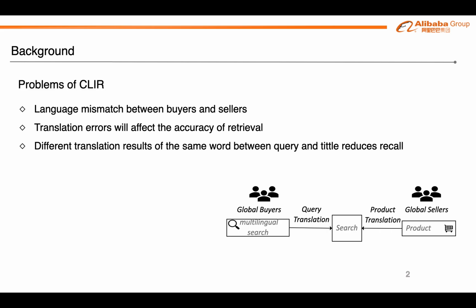Thirdly, considering that sellers are also from all over the world, the title and the detailed information of products are written in English. In cross-lingual information retrieval, we will translate query and title into the same language. Because of the different distributions of query and title, we deploy different systems for each of them, which will introduce inconsistency of the same word in query and title.